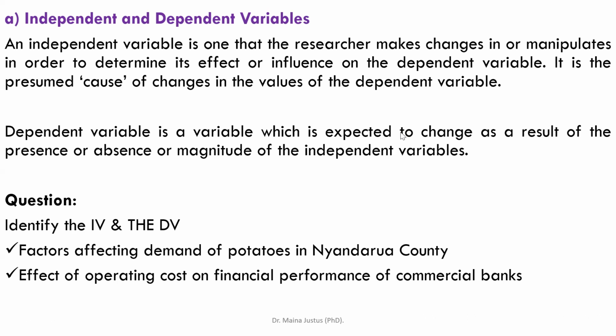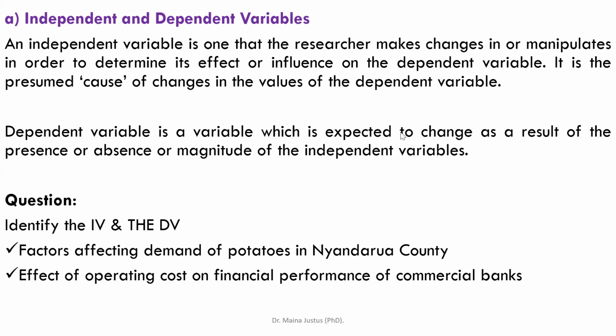The independent variable is effect. Cost is the dependent variable, and the scope is commercial banks. What about financial performance? So the cost on financial performance is the dependent variable, but the effect of operating cost is the independent variable, and then the financial performance is the dependent variable. The scope is the commercial banks.